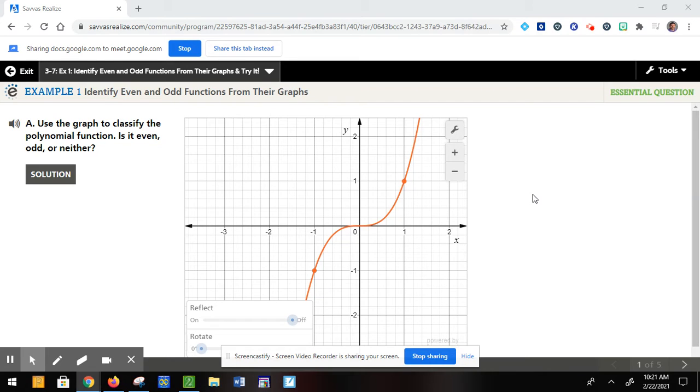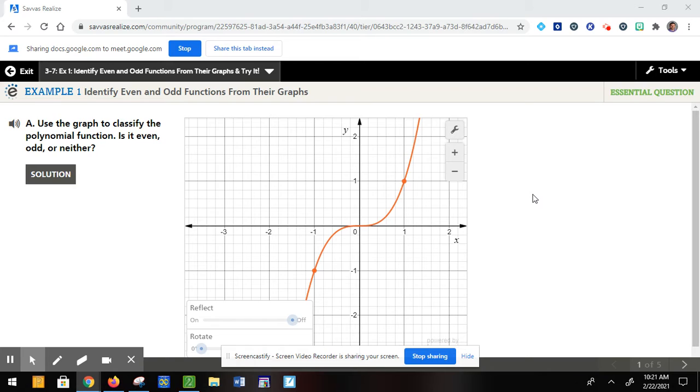Welcome to lesson 3.7. This is the last lesson of the chapter. So as soon as we're done this, we'll start reviewing to prepare for the chapter 3 test. The concept we're going to be discussing here is odd and even functions. All right.